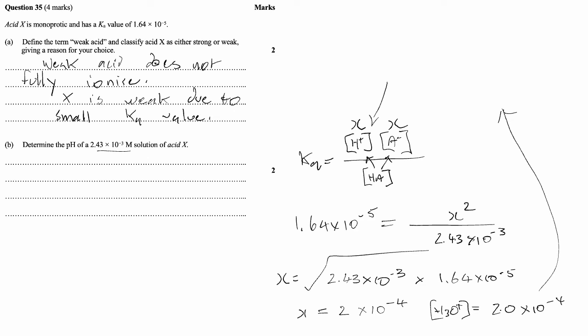The next step is to say that the pH of this solution is going to be the negative log of 2.0 times 10 to the negative 4, which equals 3.7. 3.70. We're going to round that up. 3.70 is our pH.